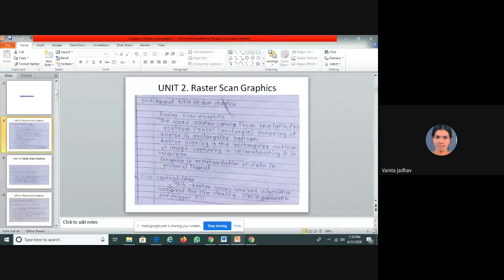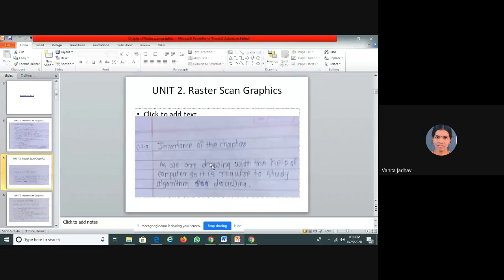So regarding the central idea, as I just said, we are discussing algorithms. This is nothing but the central idea. Next, the importance of the chapter. As we are drawing with the help of a computer, it is required to study drawing algorithms. We are discussing the raster scan display principle, which is applied by the CRT, the cathode ray tube, related to the computer monitor. Without this chapter, we can't draw pictures with the help of pixels. So this is the importance of this chapter.